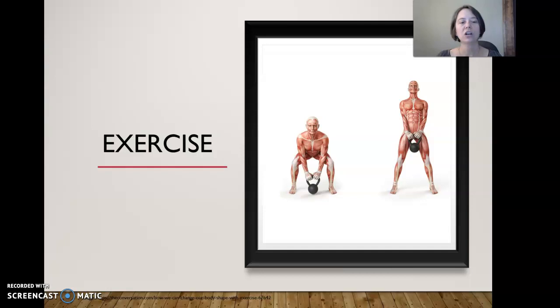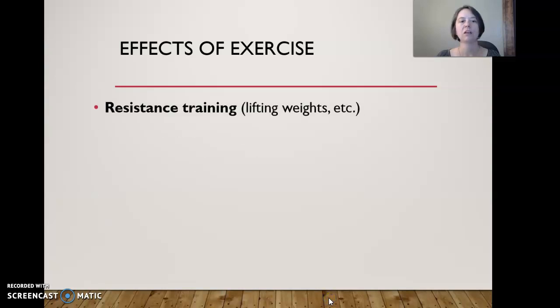And today we're going to start out talking about exercise and the different types of exercise. So, the effects of exercise are grouped into two different categories. Resistance training exercise has different effects than endurance or aerobic exercise.